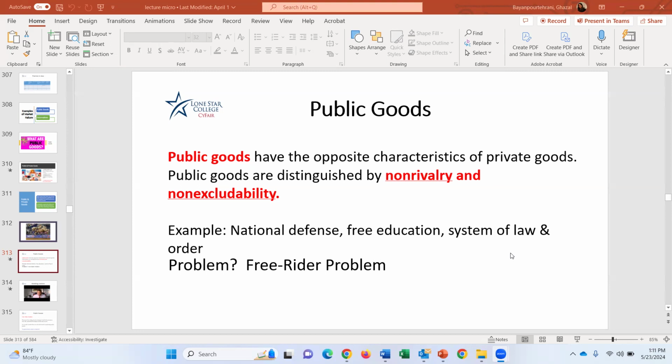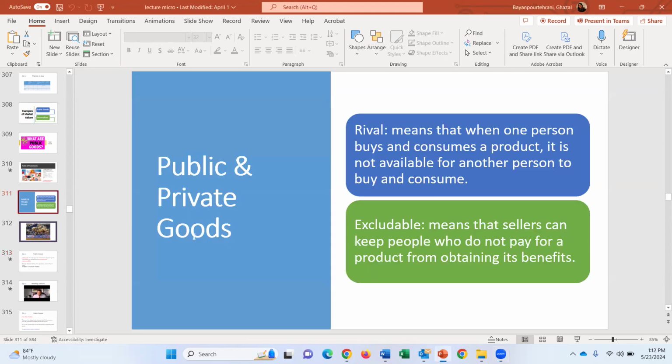We paid for them. So we call them rival and excludable. Public goods, however, don't belong to anybody. So that's why we're saying that public goods are non-rival and non-excludable. But what does it mean when we say rival or excludable? So we say that, for instance, private goods are rival.